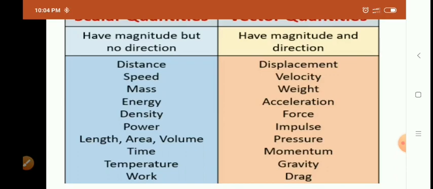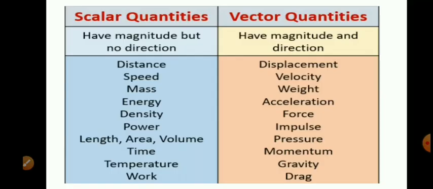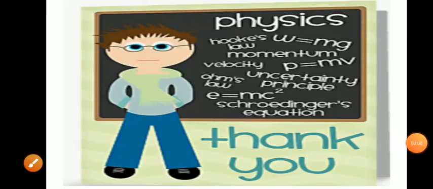Under scalar quantity, you can see distance, speed, mass, energy, density, power, length, area, volume, time, temperature, and work. Under vector quantity, you can see displacement, velocity, weight, acceleration, force, impulse, pressure, momentum, gravity, and drag.